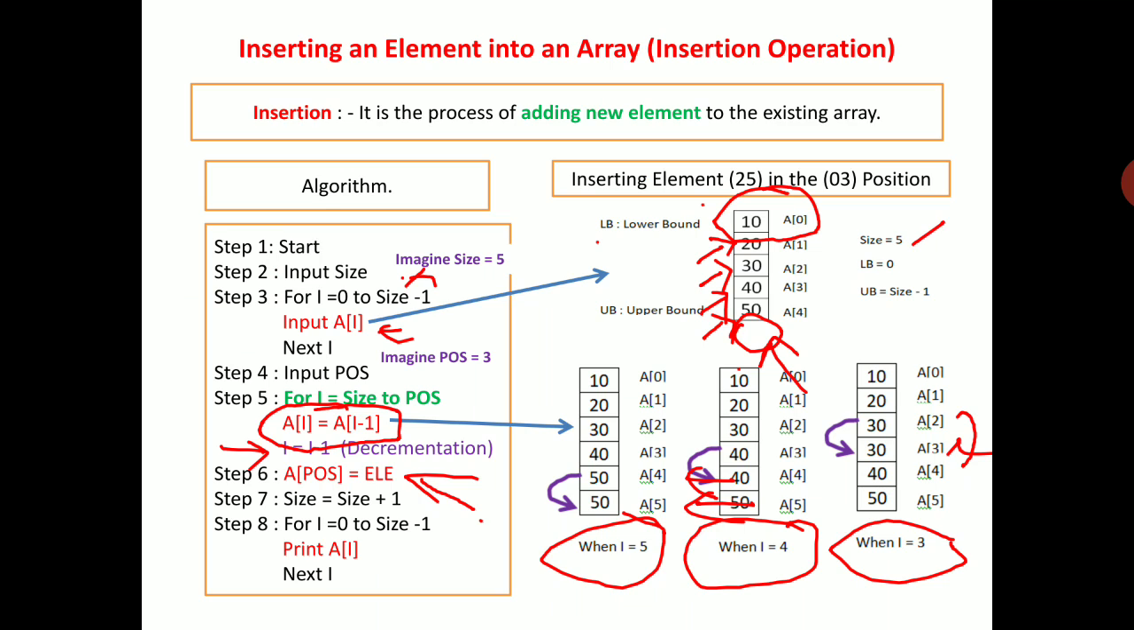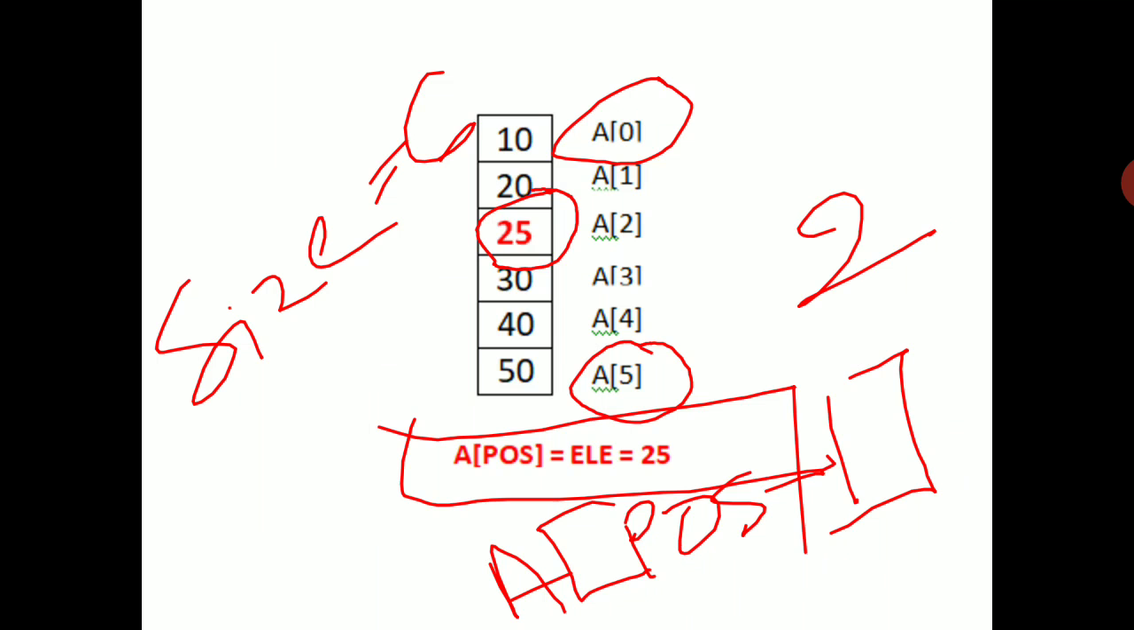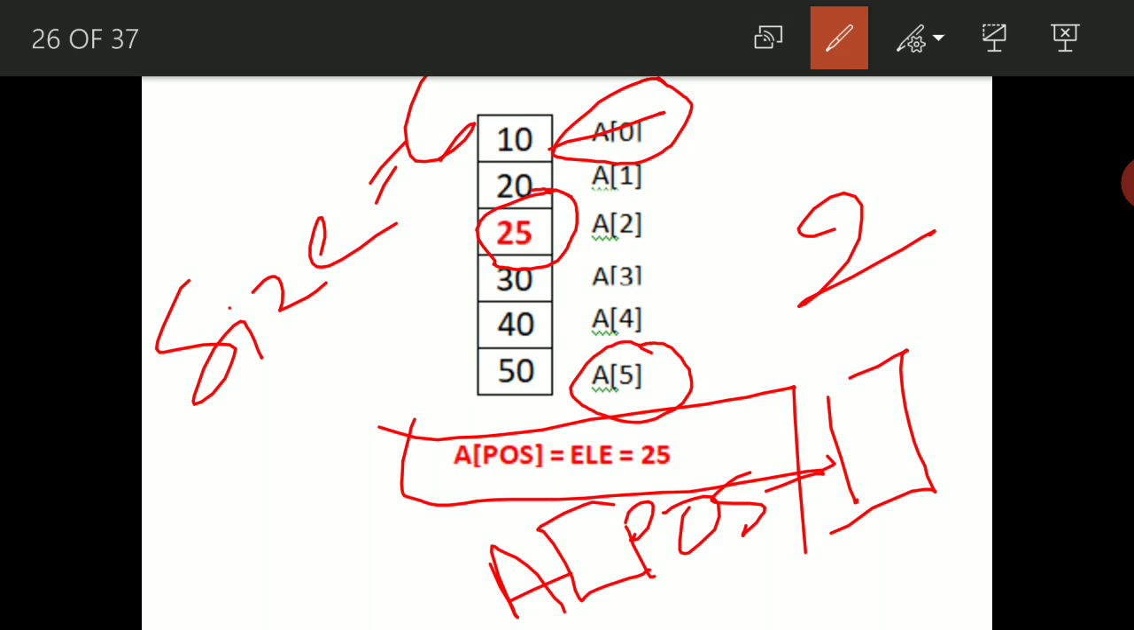For I equal to 0 to size minus 1, print A of I, and next I means incrementing I. The first value is how much now? 10. We are going to print 10. Then next 20. The third value is 25. This is 30, and then 40, and then we have 50.